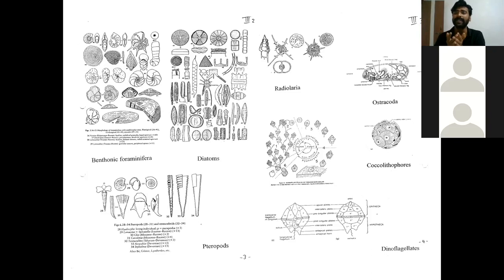Just for a glimpse that how their outer morphology is like, I'm showing it. Okay, just for the sake of convenience. Okay, so just look at these. So when you see these organisms, what comes to your mind? How can you differentiate between pteropod and benthic foraminifera? Can you see any difference in pteropod and benthic foraminifera or diatoms?